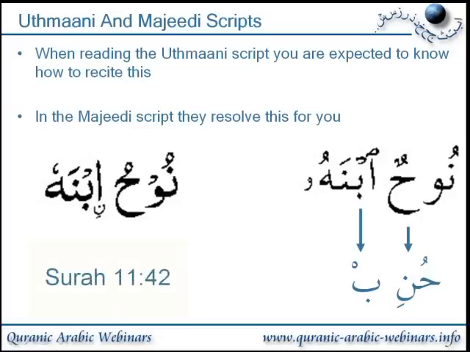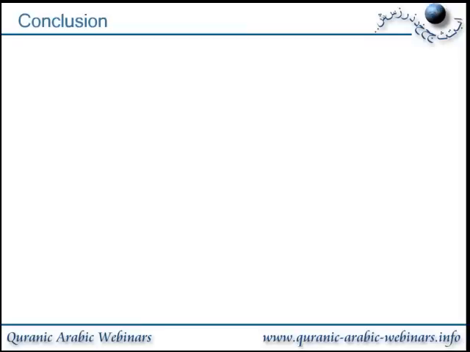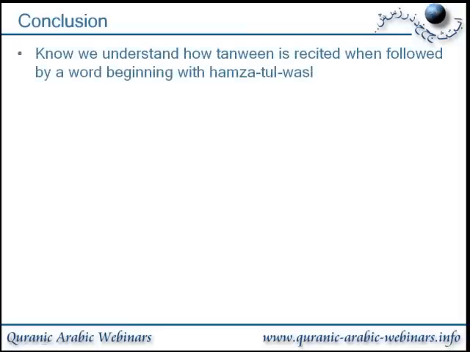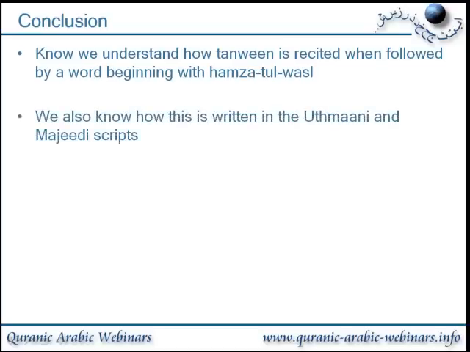Okay, and a small note here, if you want to see this in the Quran, look at Surah 11 verse 42. And my advice here would be to keep two copies of the Quran, one in Majidi script and one in Uthmani, and go through and compare. It's quite a good exercise. So in conclusion, we now understand how Tanween is recited when followed by a word beginning with Hamza-Tul-Wasl. We also know how this is written in the Uthmani and the Majidi scripts.